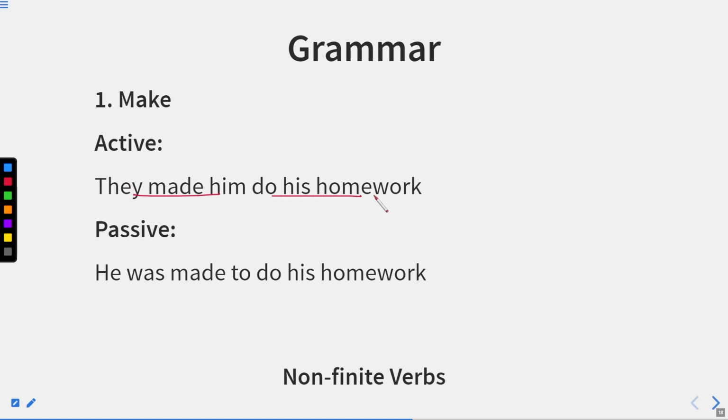For example, they made him do his homework. The sentence is active voice. We are not using to. But if the sentence is he was made to do his homework, now the structure in passive voice is totally different. Now, they made him do means they enabled him to do this work. But in this sentence, he was made, this made is actually a causative verb over here. Now, what are these causative verbs? This we'll discuss in the last part of non-finite verbs, that is the miscellaneous part.